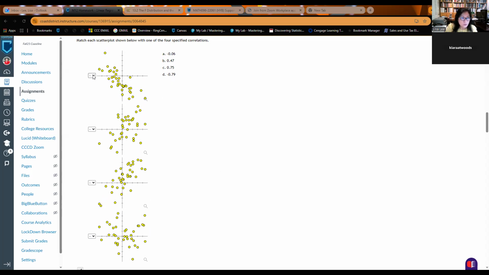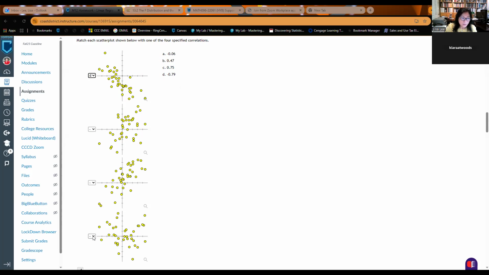So the first one, I will choose D, right? Did you agree? I will choose D. So you chose D because it was closer to negative 1. When they are going from left to right in a negative direction, going downward, I will choose close to negative 1. So D is the right choice.